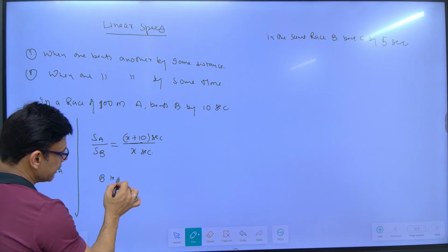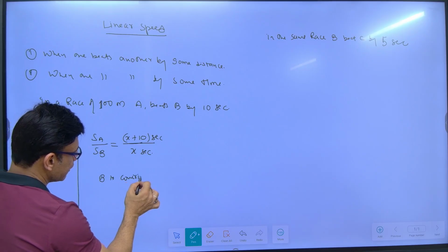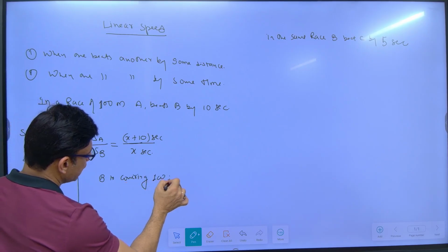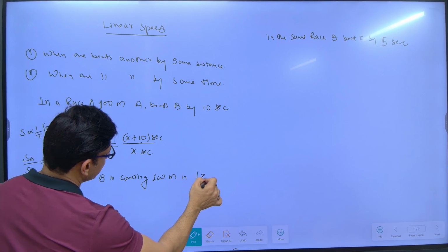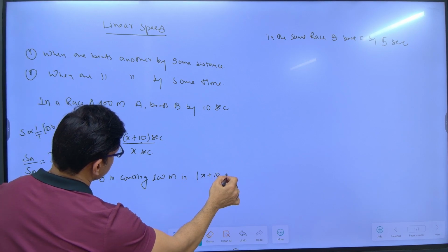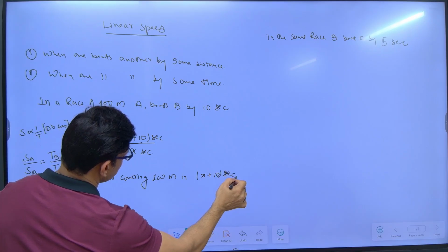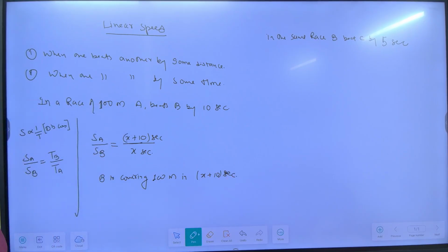So B is covering 100 meters in x plus 10 seconds or not? A is covering 100 meters. Distance is constant, both are covering 100 meters. So can we say B is covering 100 meters in x plus 10 seconds? Because A is covering this entire distance in x seconds, right?